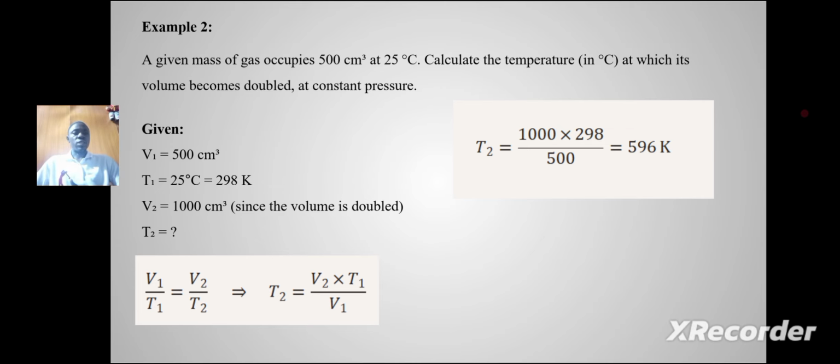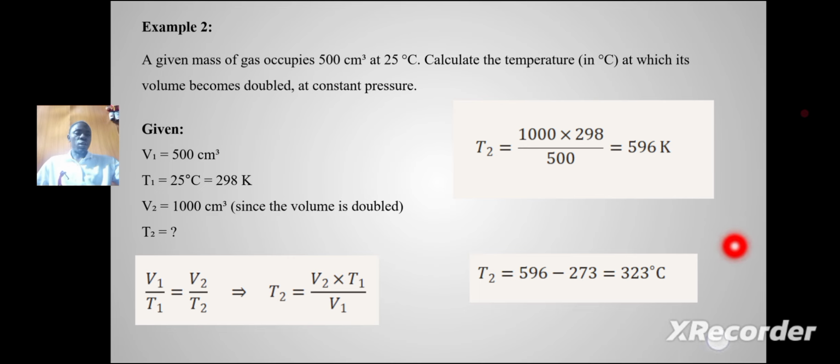But remember, the question says calculate the temperature in degrees Celsius. So you need to convert 596 Kelvin back to degrees Celsius. As you can see on the screen, it has been done, and it's 323 degrees Celsius. It's just a matter of subtracting 273 from 596 Kelvin.